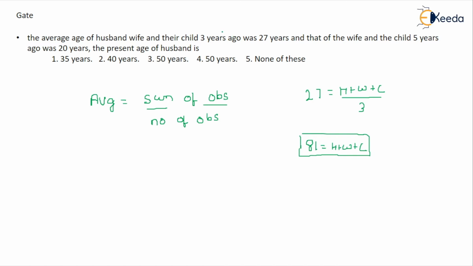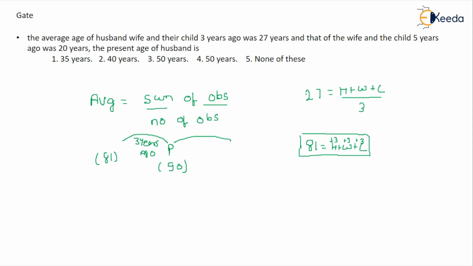Okay, and this is how many years ago? 3 years ago. So this is present, this is past. So 3 years ago, the addition of all of them is 81. Now from there to present, every 1 year will be increased by 3. So their total age at present will be what? 90. The addition of husband, wife and child will be 90 at present, and in the past it was 81 because it was 3 years back, right?